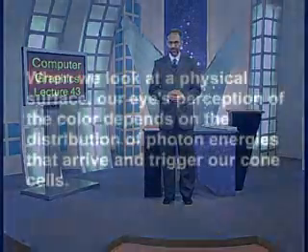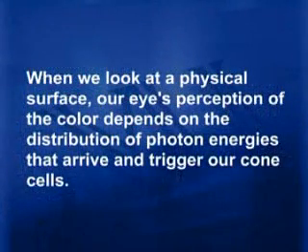We'll be talking about some lighting implementations using OpenGL today. So let's begin. How do we have a perception of color of things when we look at them? When we look at a physical surface, our eyes' perception of the color depends on the distribution of photon energies that arrive and trigger our cone cells.